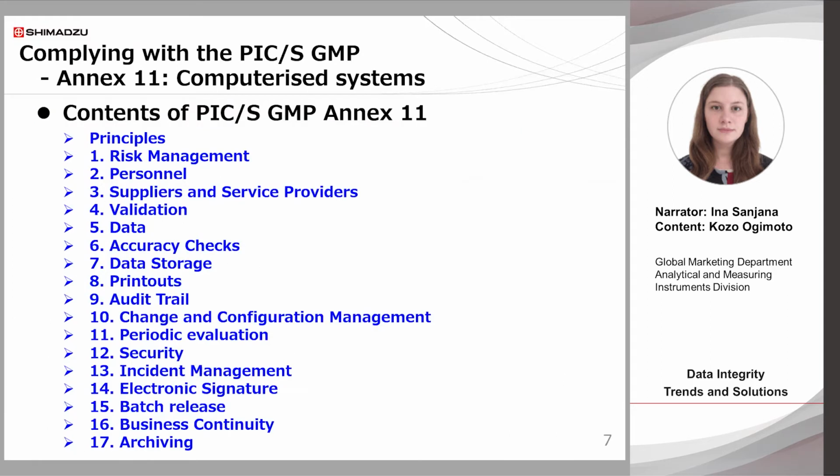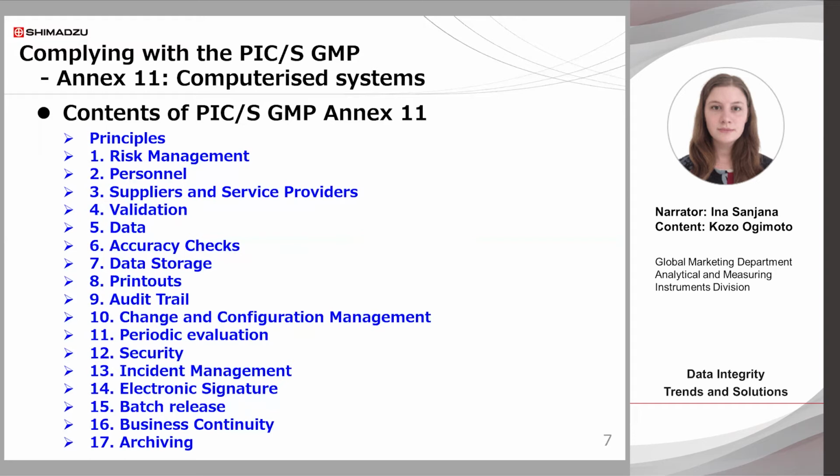Here we have the contents of Annex 11, a section about computerized systems. The principles are presented first, followed by 17 chapters with detailed requirements. For example, the 4th chapter contains validation requirements. The PICS GMP guidelines require that computerized systems be validated and also meet requirements for data handling and security. The requirements for this computerized system validation are also contained in the US FDA's Part 11. Each requirement, including security, storing and auditing of data, are also shown here.